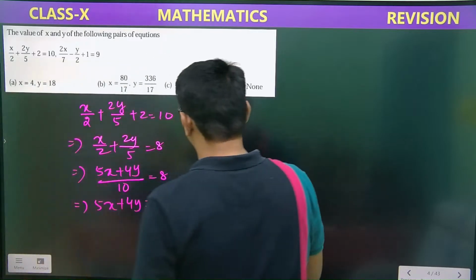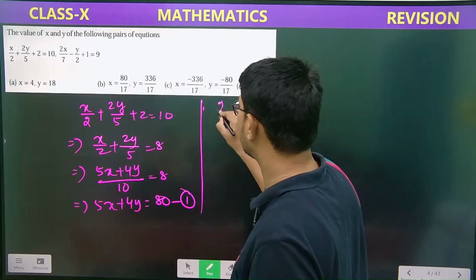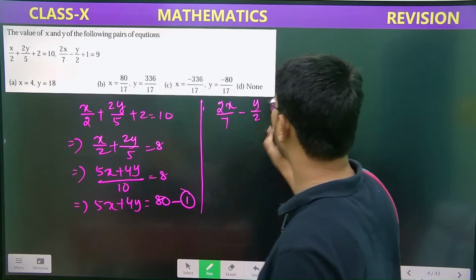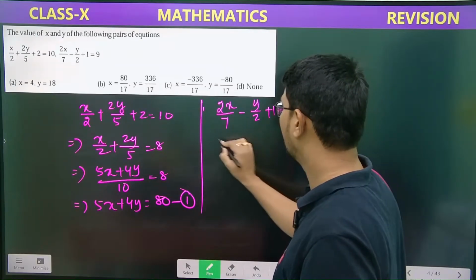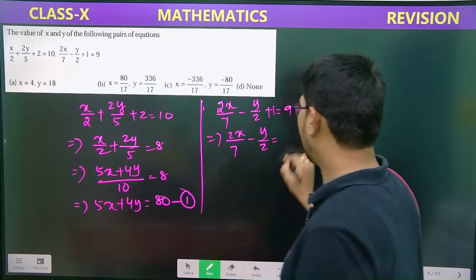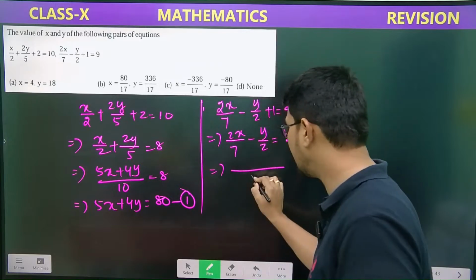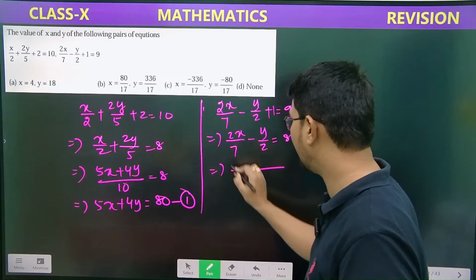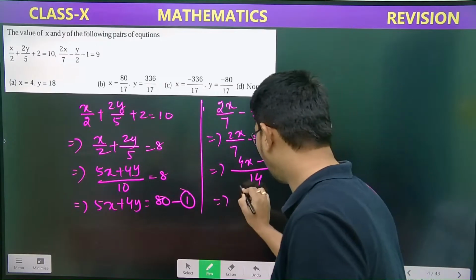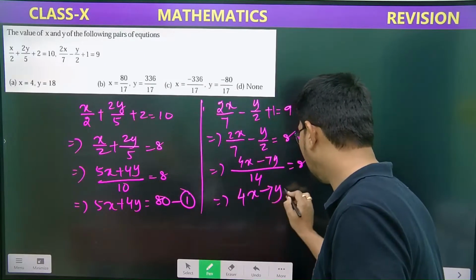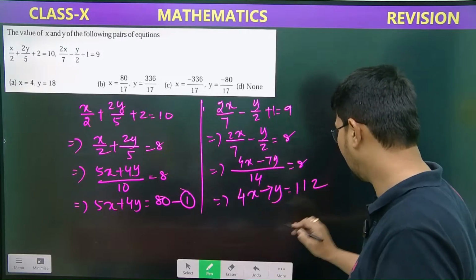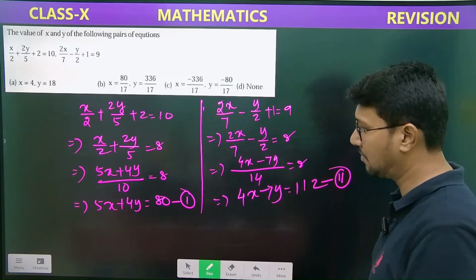Let us move to the second equation, which is 2x by 7 minus y by 2 plus 1 equals 9. This implies 2x by 7 minus y by 2 equals 8. What is the LCM? Bol do, kitna LCM? 14. So therefore 4x minus 7y equals 14 into 8. 14 into 8 kya? 112. Very good. So this is number two equation.